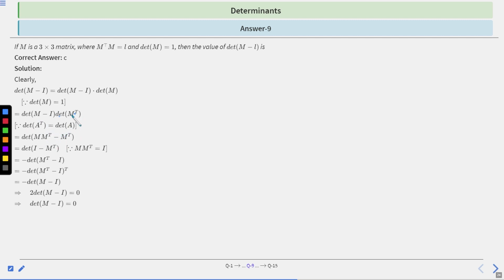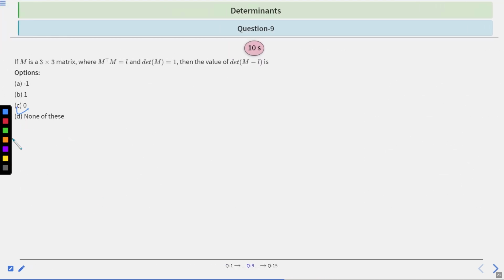Now let's multiply this M transpose inside this. So the determinant value of M transpose M minus M transpose, which is equal to the determinant value of I minus M transpose, because M transpose M is equal to I, which is equal to minus of the determinant value of M transpose minus I, which is equal to minus of the determinant value of (M transpose minus I) transpose. Clear? Now, after doing the transpose, you will get minus the determinant value of M minus I. Right? So, the determinant value of M minus I is basically minus of the determinant value of M minus I. After adjusting this, you will get the determinant value of M minus I is equal to 0. Right? So, option C is the right choice.